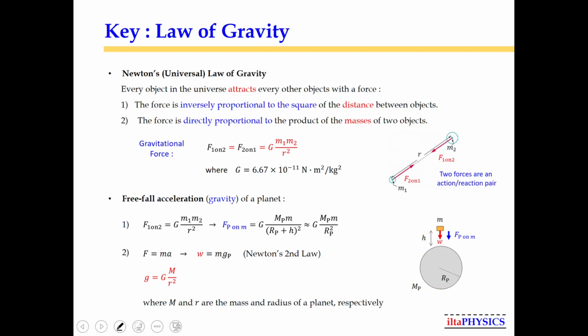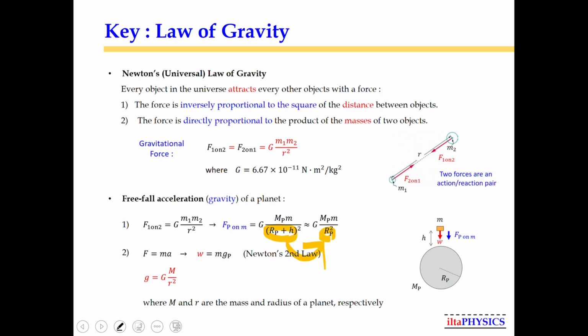The first perspective is the attractive force acting between the large planet and the small object, just like the law of universal gravitation we just explained. According to the formula, this force is expressed as the universal gravitational constant times the mass of the planet times the mass of the object divided by the quantity r sub p plus h squared, where r sub p plus h is the distance from the center of the planet to the object. However, since the height h is generally very small compared to the radius of the planet, we can approximate it by dropping the height h and just using the planet's radius.